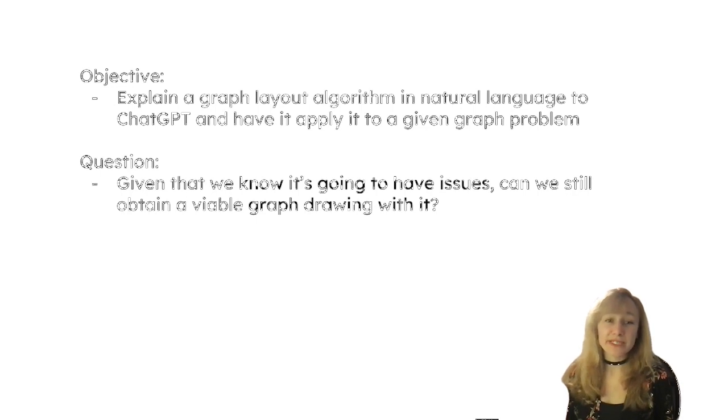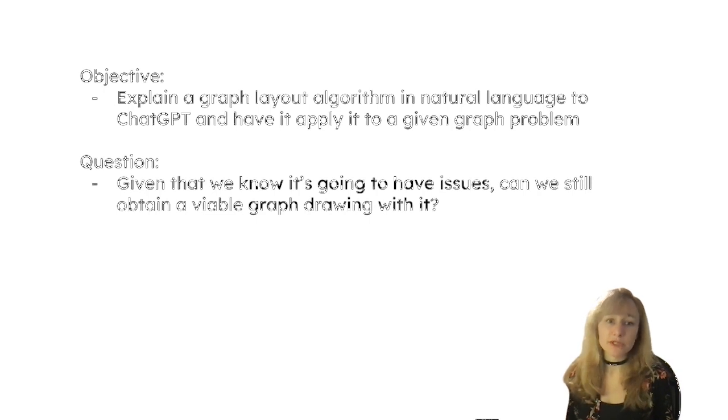So what I wanted to do was explain an algorithm to ChatGPT and get it to apply the steps on its own. Sure, it doesn't do math very well, but how bad would it be? What's the best way to explain an algorithm to it? How do I go about this?